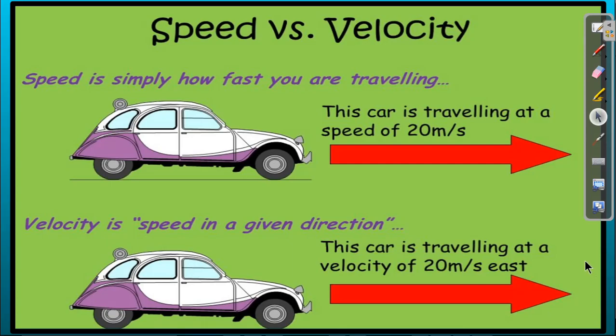Okay, the difference between speed versus velocity. They are 2 different things. I know that when we talk, we use them interchangeably, but in science, they are not the same thing. Speed is a scalar quantity. It has a numerical value. It tells you how fast you are traveling. For example, this car says here that it travels at 20 meters per second.